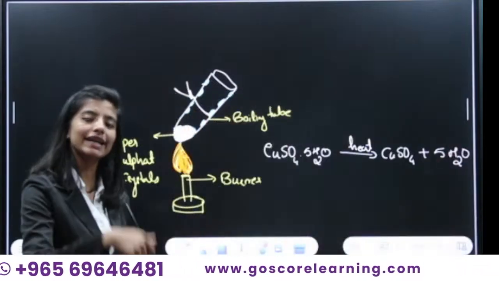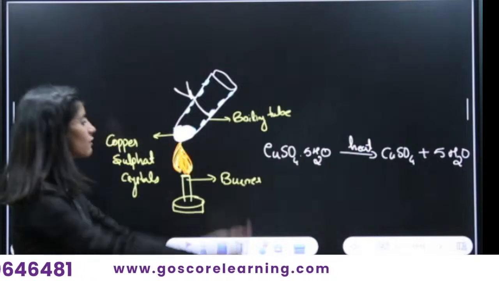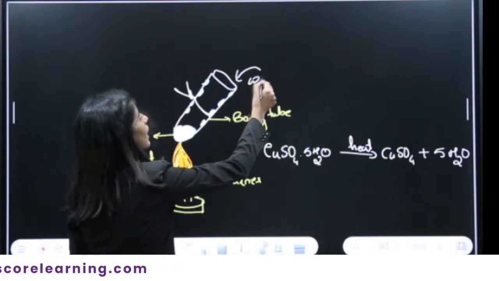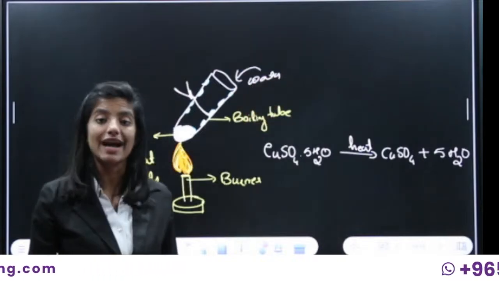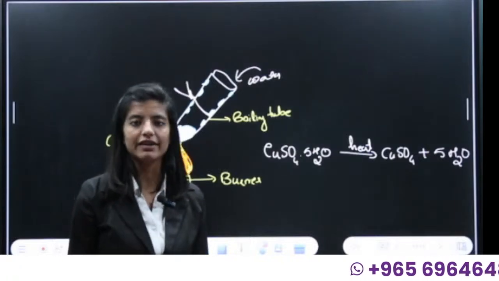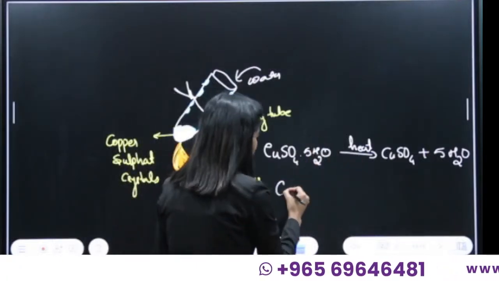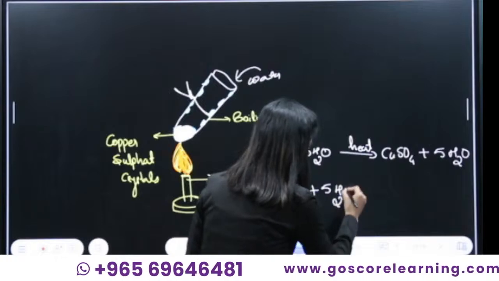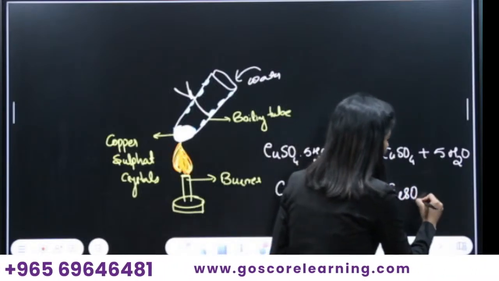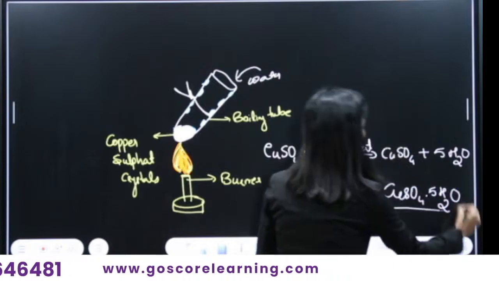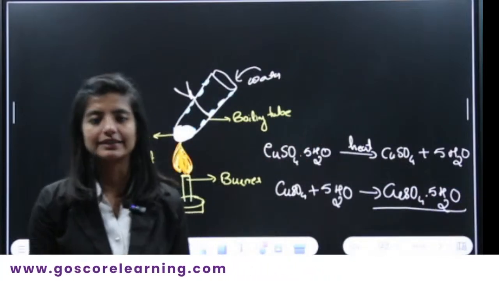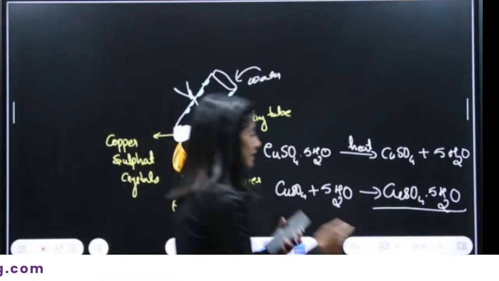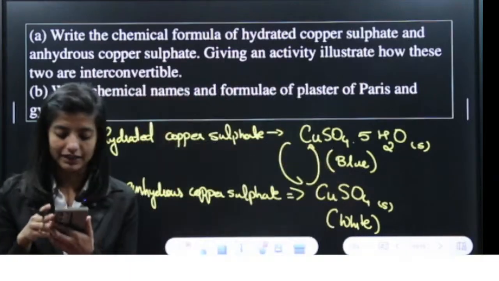Now the second step should be the interconversion. How do you convert it back into hydrated? That's again an important part. Take the test tube and add a few drops of water into the anhydrous copper sulfate so that we can turn it back. Add 5 molecules of water to anhydrous copper sulfate, and we get CuSO4·5H2O, the hydrated copper sulfate. This is how the interconversion of hydrated and anhydrous copper sulfate is done.